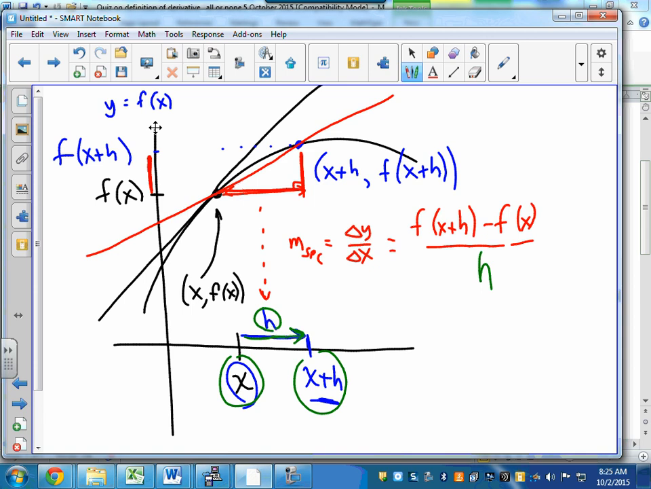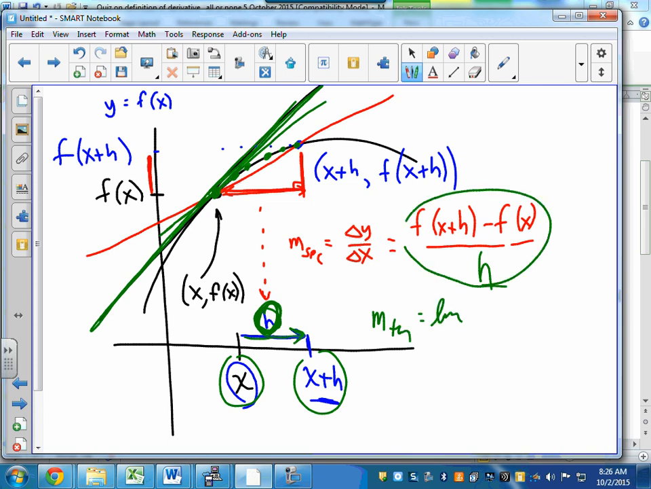Now what we want, again, is the tangent line. So we consider this h getting tinier and tinier. As h shrinks down, this point travels along the curve, and our secant line gets closer and closer to the tangent line. And when h finally goes away, this point falls right on top of that one, and we have the limiting case where we have our tangent line. So m tan is going to be the limit of f of x plus h take away f of x, all over h, as h goes to 0.